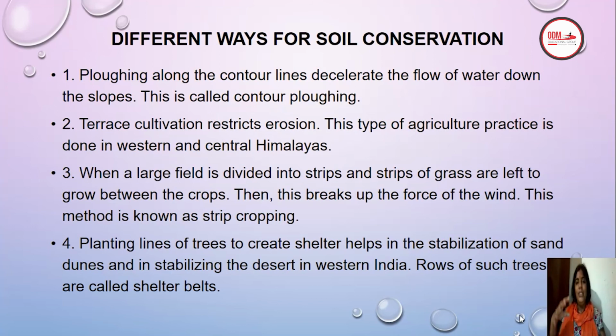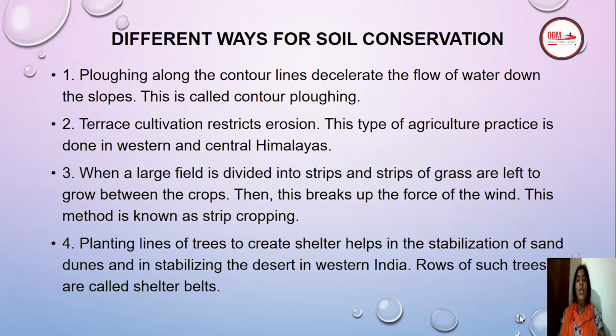When a large field is divided into strips and strips of grasses are left to grow between the crops, then this breaks up the force of the wind, and this method is known as strip cropping. And then we have planting lines of trees to create shelter, which helps in the stabilization of sand dunes and is stabilizing the desert in western India. Rows of such trees are called shelter belts.